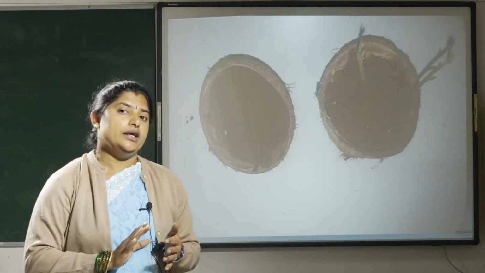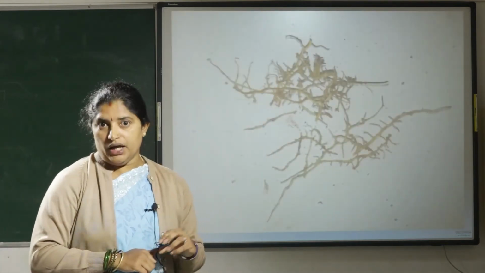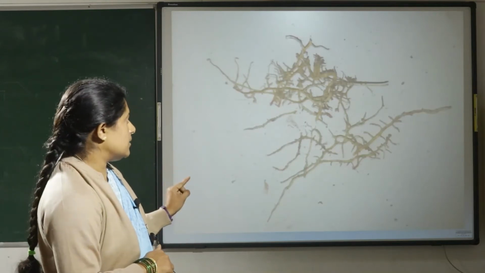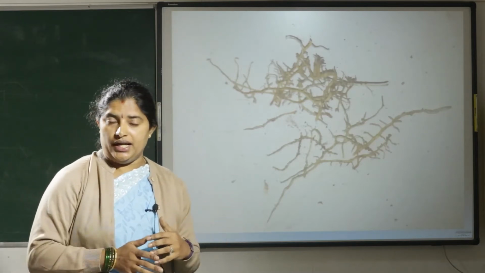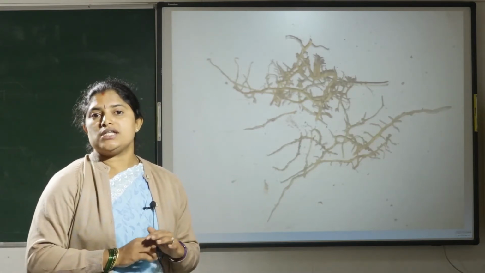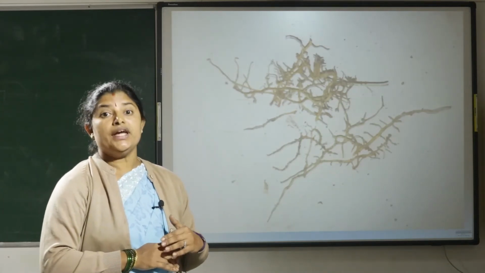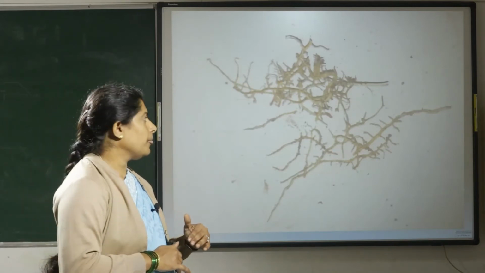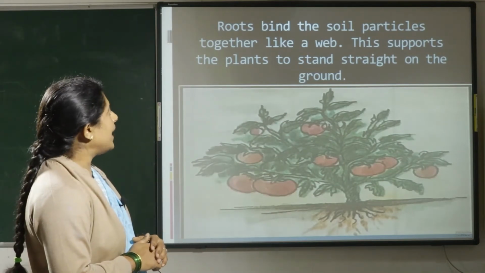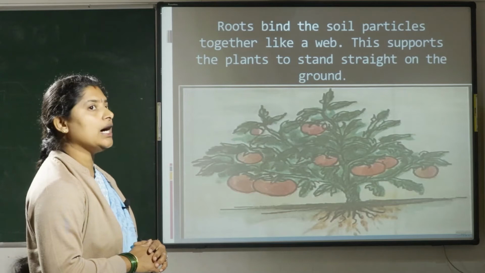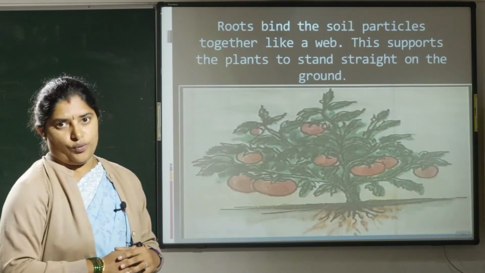Now invert the two coconut shells. You can see some differences. What is the difference? In the shell where I put ragi, you can see a web like this. What is this? This is root. In the other shell, where I put nothing, you cannot see anything, only the soil can be noticed. So from this activity, we can prove that roots help the plant to stand straight. Roots bind the soil particles together like a web. This supports the plants to stand straight on the ground.